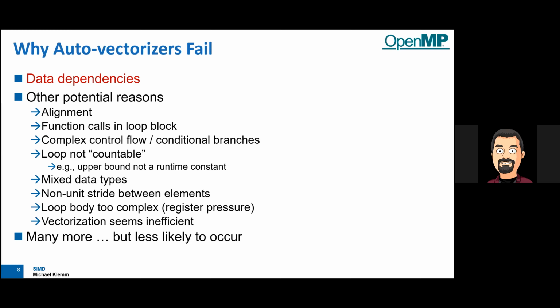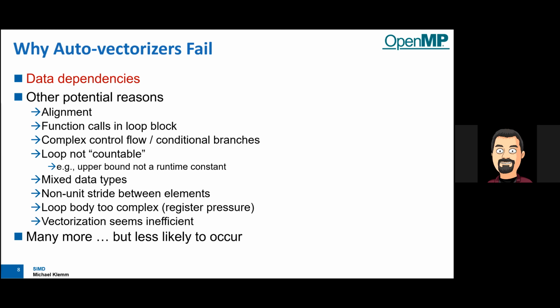Mixing data types is always an issue. Like, if you have single precision data and double precision data in the same loop, the compiler has a hard time figuring out how to combine those because they essentially mean different vector widths, and it depends on the smartness of the compiler if it recognizes those patterns and can actually do something about it. All right, and then there's a whole bunch of esoteric reasons that are less likely to occur, but could at least in theory hit you.